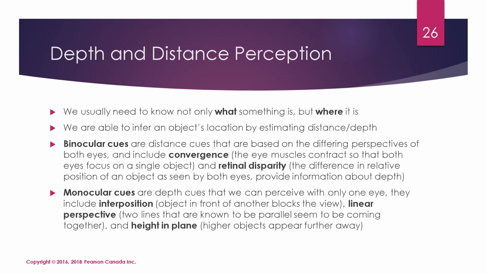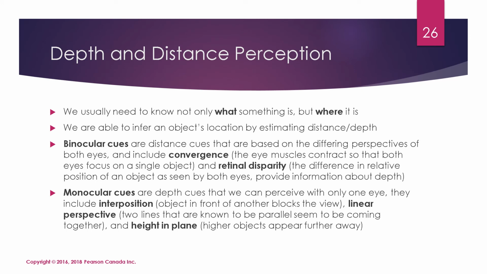So finally, for this section, we're going to talk briefly about depth and distance perception. Usually when we're looking at something, we need to know not only what it is, but also where it is. If it's close to us, if it's far away, where it sits within the plane. And we're able to infer an object's location by estimating the distance or the depth to it.